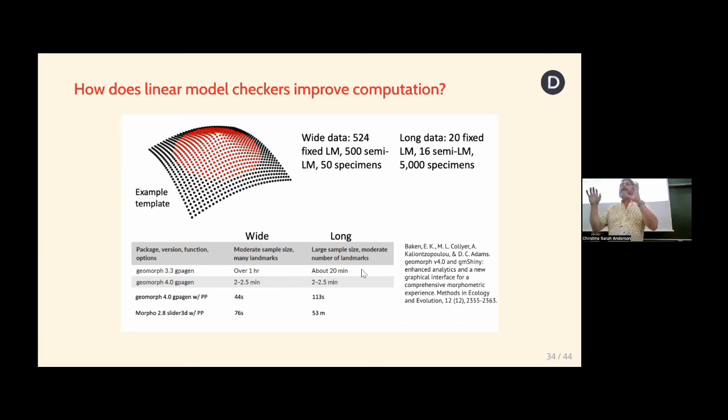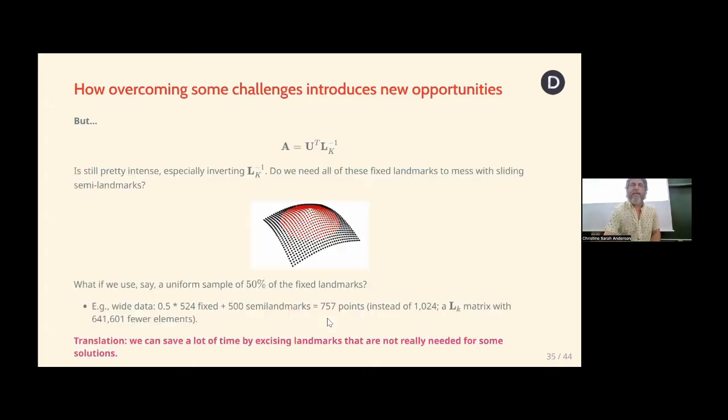Now, the other thing is using linear model checkers means using less memory, which means you can parallelize a lot of these processes with parallel processing: 44 seconds and 113 seconds. Now, geomorph is not the only program that does this, so I brought Morpho in for comparison. Very good program. The slider3D, 76 seconds, not too shabby. They also use parallelization. They also use sparse matrix algebra. But for long data, 53 minutes. So Morpho has an optimization that was great for wide data. We've got an optimization now that works both for wide and long data. But I'm not done.